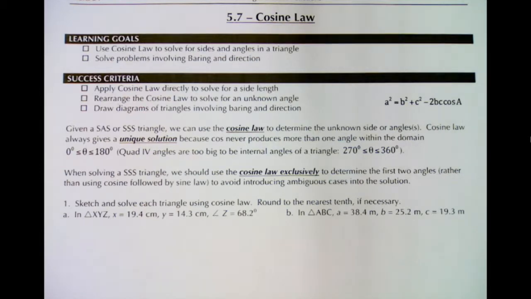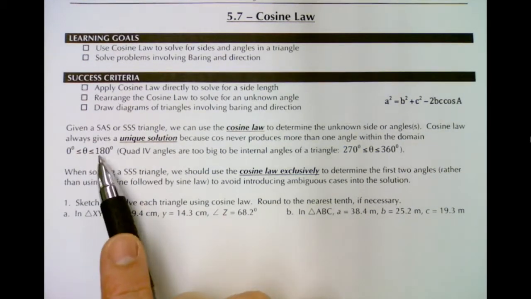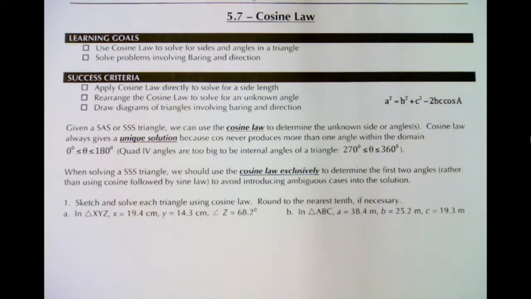If you're given a triangle where you have a contained angle and the two sides that contain it, or all three sides, you can use the cosine law to determine the unknown sides or angles. Cosine law will always give you a unique solution because cos never produces more than one angle within the domain of 0 to 180 degrees, like sine law does. Sine law could give you two different angles that give you the same ratio. Cosine, according to CAST, is positive or negative in the second quadrant, so we can't have two solutions. So it's nice, we only have to consider one case.